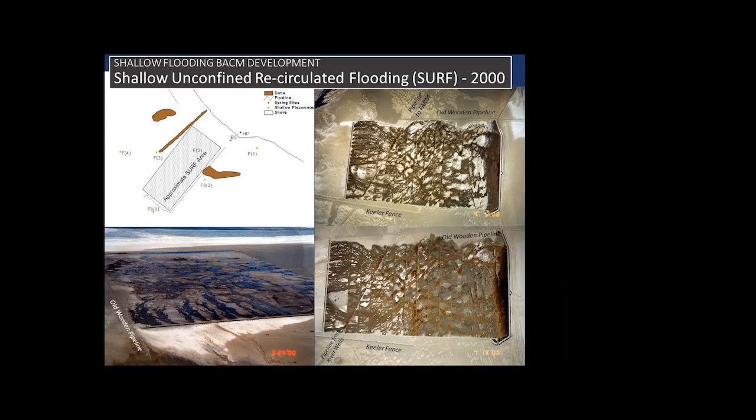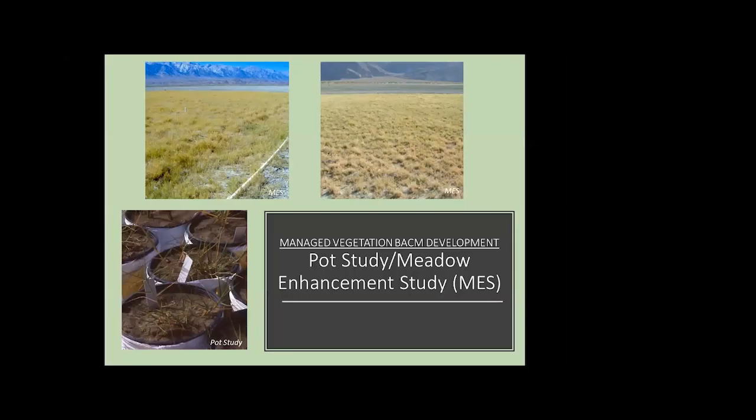And it was done differently. Instead of just releasing water on the surface and seeing where it would go, we tried to control it a little bit more. So it had the distinct lateral lines and bubblers, similar to what the initial shallow flooding projects looked like out on the lake bed.